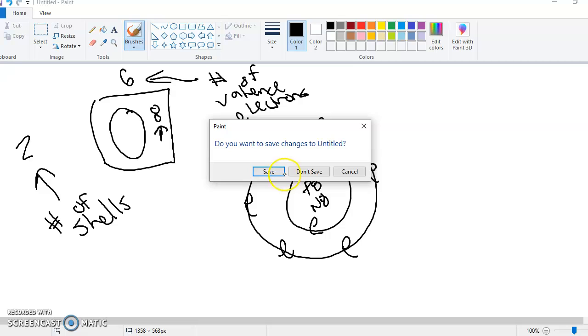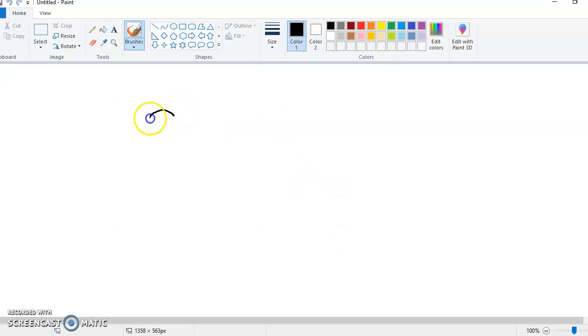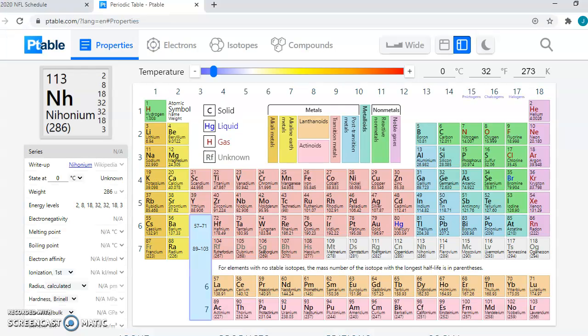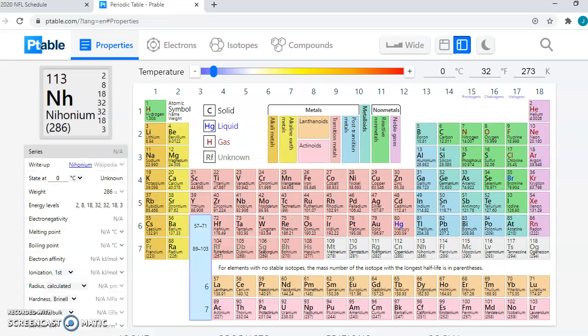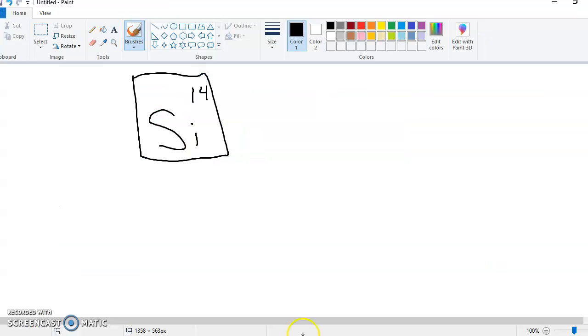I'm not going to do this for you, but we know that silicon is number, what did I say? Number 14. It's in column 4, row 3. So that means it's going to have 4 valence electrons. That means it's going to have 3 shells. And that's going to tell us it has 14 of everything.